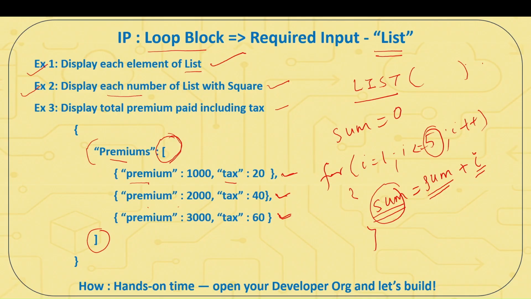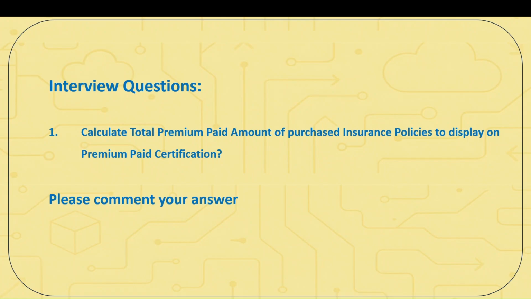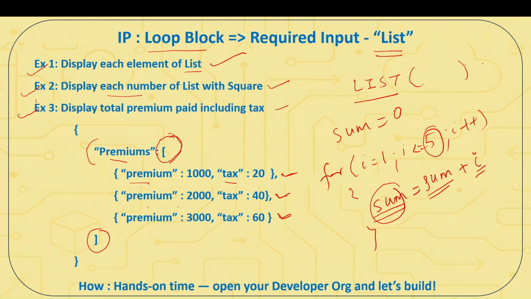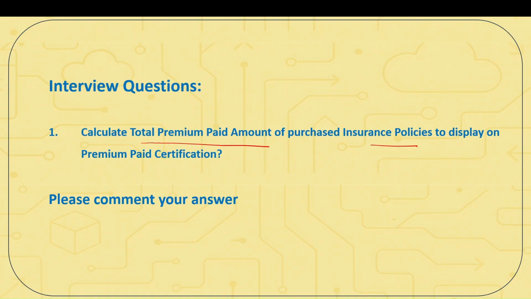I can understand these examples are not from the project scenarios, but these examples will help you to understand how to use the loop block in a project. This is a sample interview question. It is asking to calculate the total premium paid amount of purchased insurance policies to display on the premium paid certification. So the way I explained here in example 3, a similar answer you can prepare for this interview question.